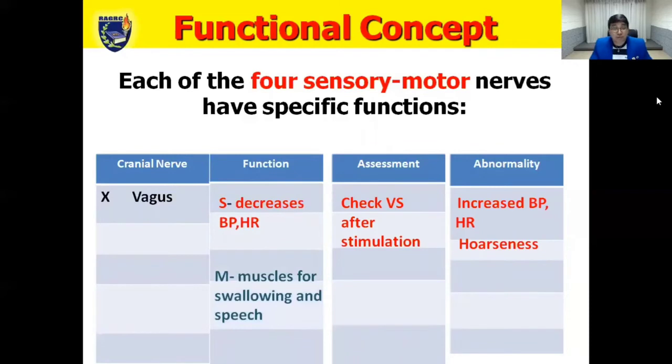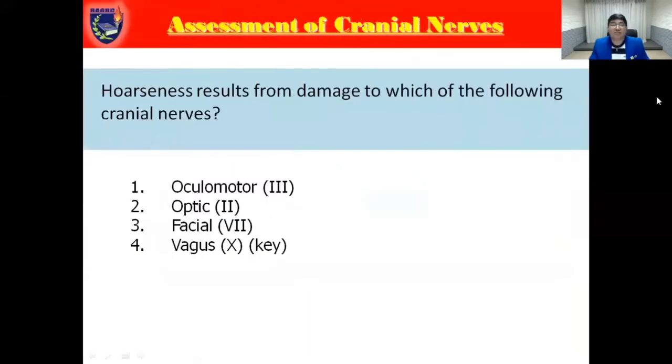So the motor root of the vagus nerve is actually responsible for the muscles for swallowing and speech. Now, assessment would be just like that of your glossopharyngeal nerve. We elicit the gag reflex using a tongue depressor, and we note for swallowing difficulty and the failure of the gag reflex. Okay, now let's use the knowledge we just learned to answer a question.